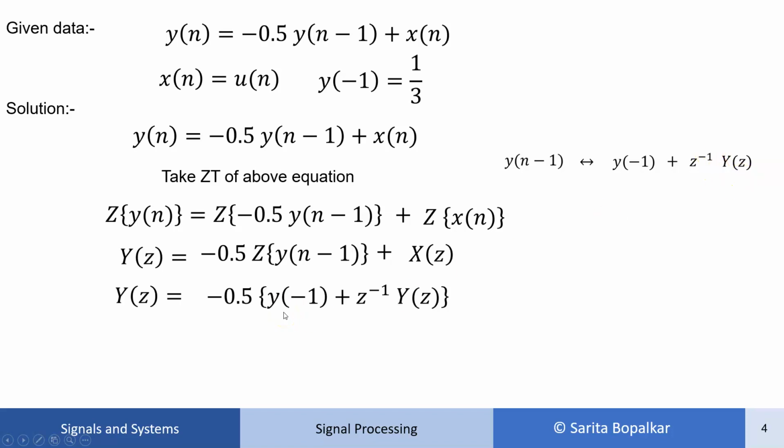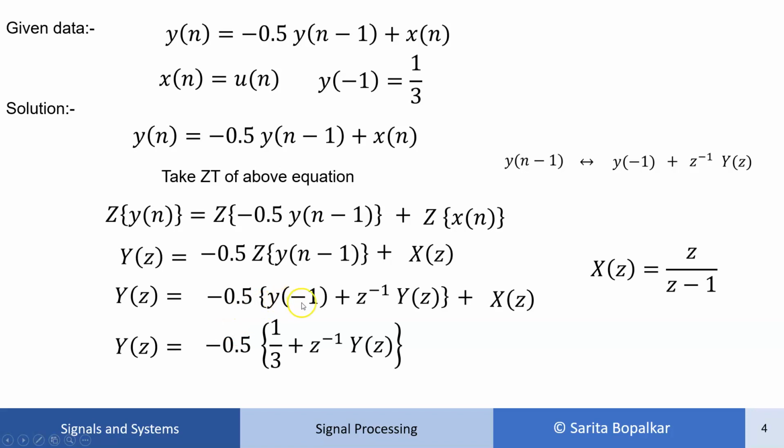So put it here, minus 0.5 as it is. Its Z transform is y of minus 1 plus z raised to minus 1 y of z, plus x of z as it is. Now x of z is given. How is it given? Because x of n is given. x of n is u of n, and we know the Z transform of u of n is z upon z minus 1. That's why x of z is given here. So y of z is equal to minus 0.5 times y of minus 1, the initial condition, which is 1 by 3, plus z raised to minus 1 y of z, and x of z is z upon z minus 1.